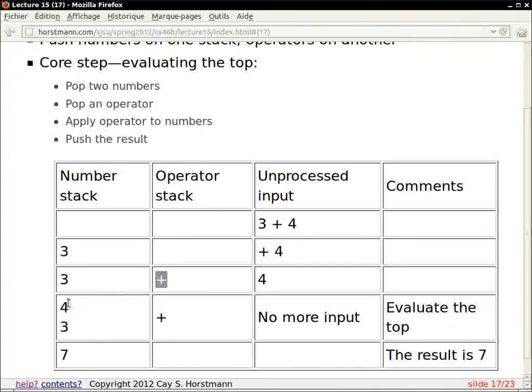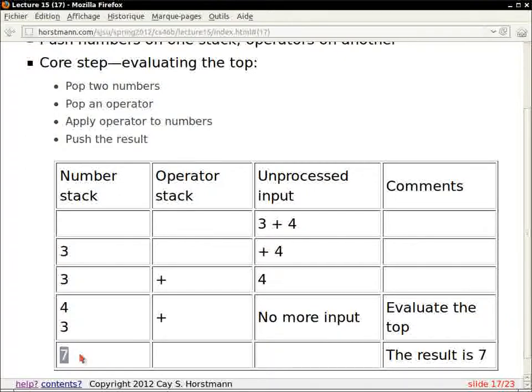Now you see the 4. And now at this point, you have everything together that you need to figure out the answer. And now what you do is you pop the top two numbers off the stack, combine them with that operator, and push the answer on the stack. That's a basic step in this algorithm, and that step is called evaluating the top.